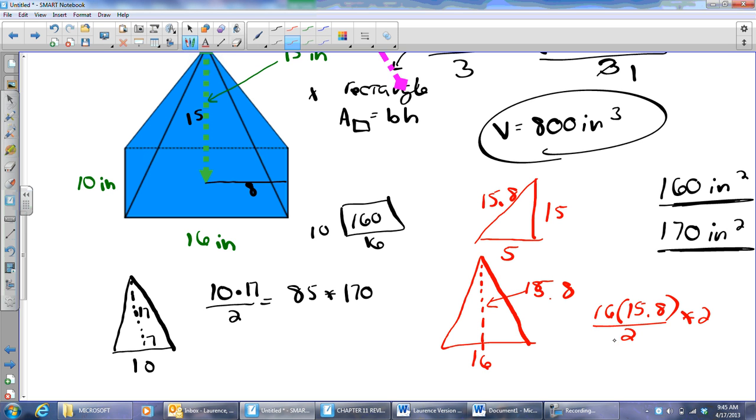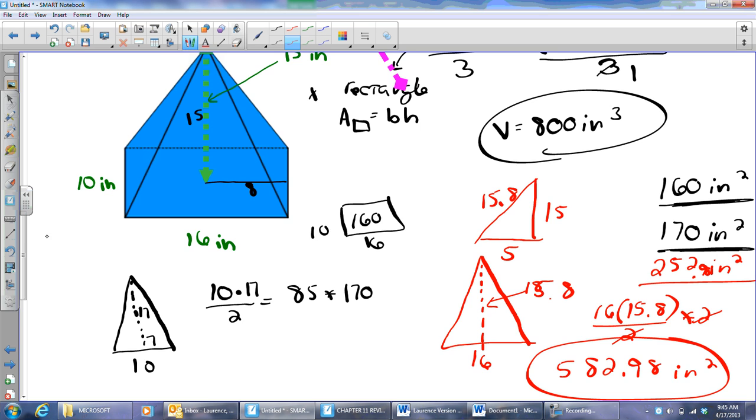Now some of you are going, hey, Mr. Lawrence, can these two just cancel? They sure can. If you want to do it that way, you go ahead. All right, so I'm going to get finally 252.98 inches squared, I think. Okay, and so I'm going to add those together. 252.98 plus 160 plus 170, and that's going to be 582.98 inches squared, and there is my surface area.